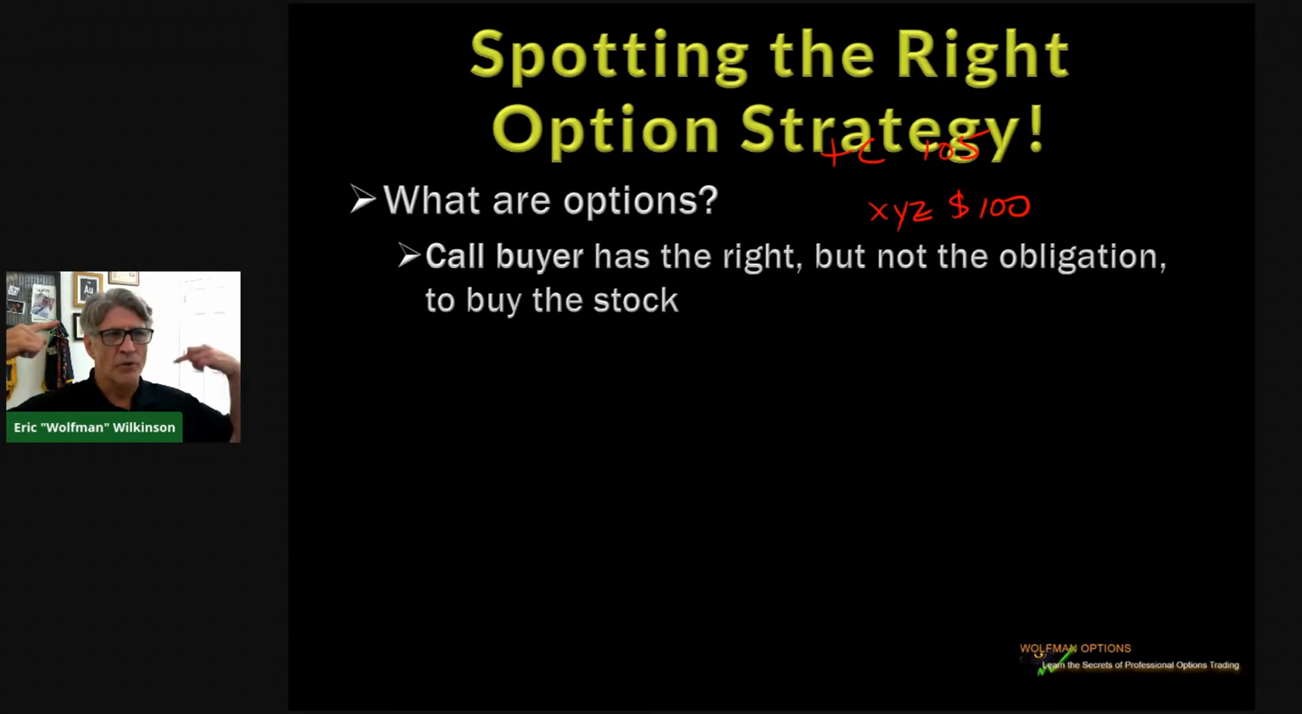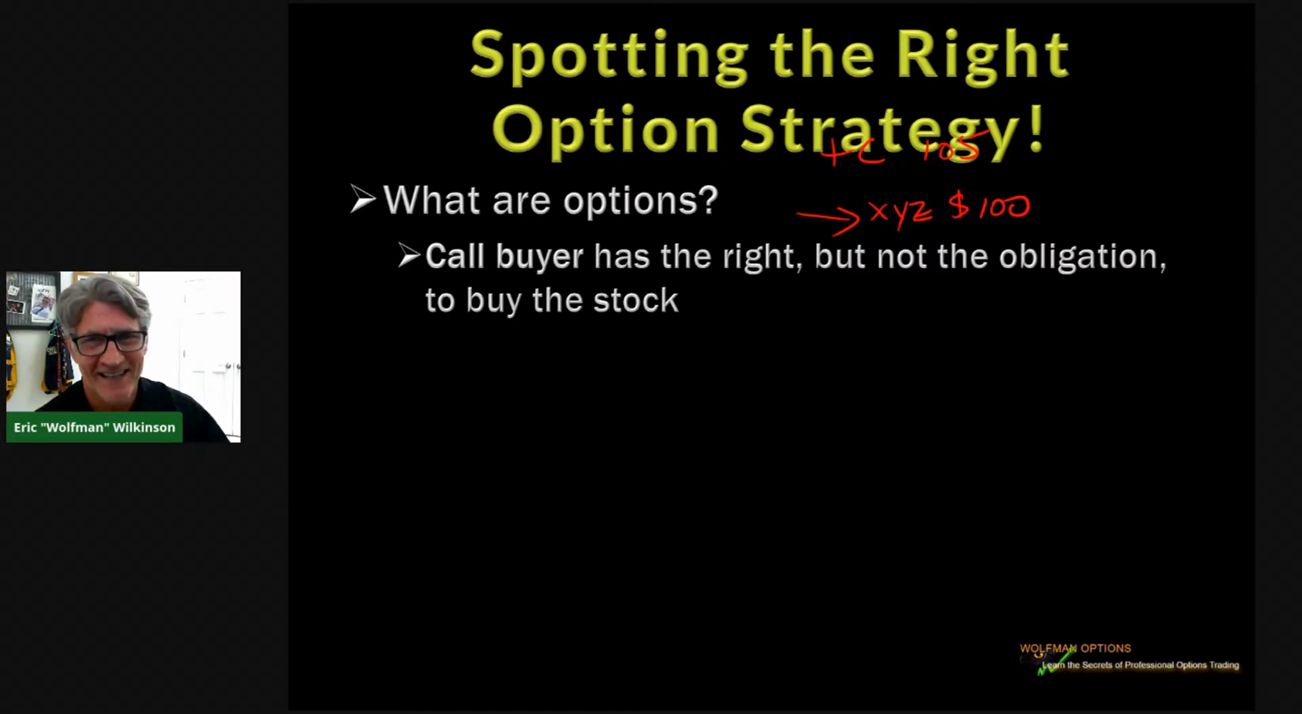Now, get those levers and pulleys going for a second. I buy a call at 105. That gives me the right to buy the stock at 105. If it's currently trading at 100, do I want to buy XYZ at 105? You guys can throw it over there in the comment section.